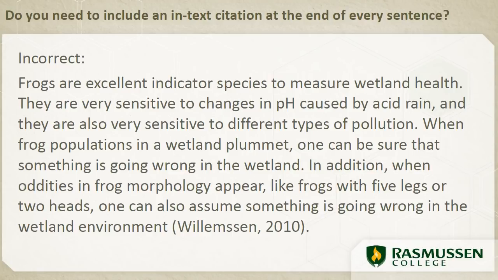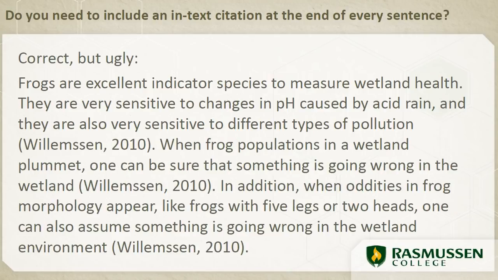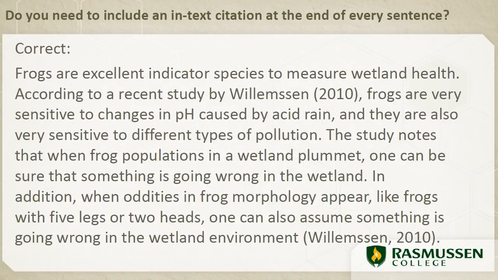This example is incorrect. A single in-text citation put at the end of the paragraph is not sufficient. As a reader, I would read this as only the last sentence of the paragraph is being attributed to Williamson. The next example is correct, but pretty ugly. An in-text citation has been put at the end of each sentence. The source is being cited, however, the writer could refine the way they integrate the source into the paragraph to include more of their voice. Our last example shows how the writer has effectively integrated the source into the paragraph.